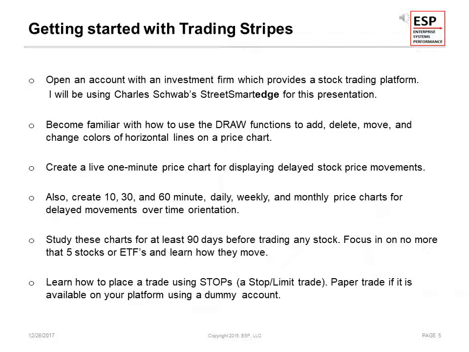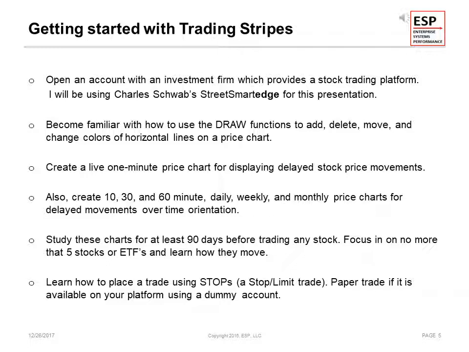So how do you get started? Well, open an account with an investment firm that provides a stock trading platform if you don't already have one. In this presentation, I'll be using Charles Schwab's Street Smart Edge, which I've been using for several years now. I like it a lot, but I'm not recommending any stock trading platform. Become familiar with how to use the draw functions of that platform to add, delete, move, and change colors of horizontal lines on a price chart.